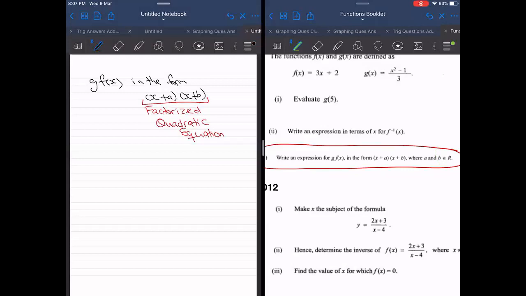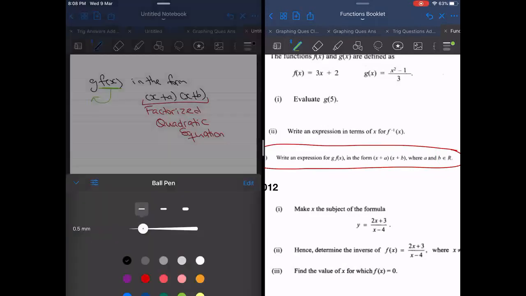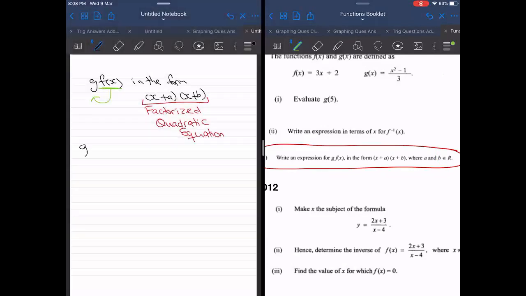But let's say we're working this question. You don't really know where it's going to be, but you say, you know what? Let me go ahead with g of f of x. Let's start there. All right, so we know that g of f of x means that the function on the right is going to go into the one on the left. So g of x is (x squared minus 1) over 3.